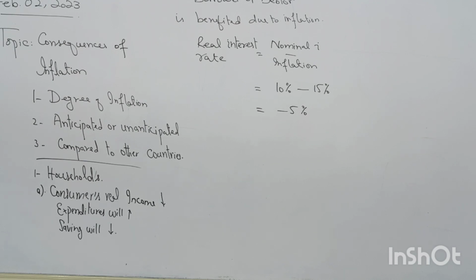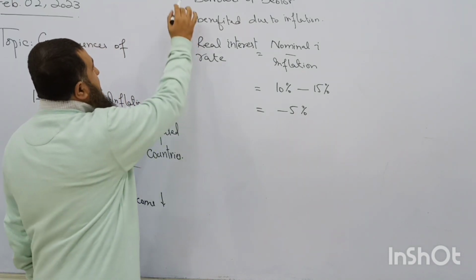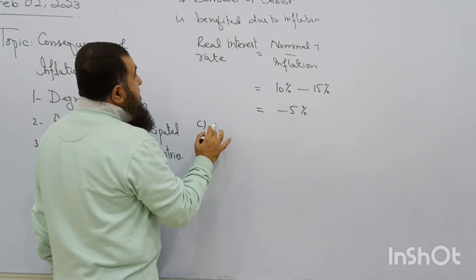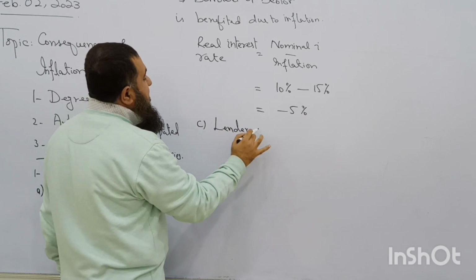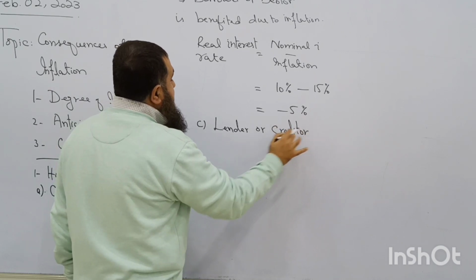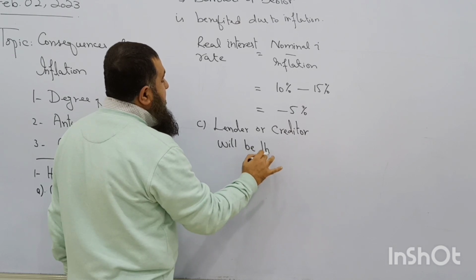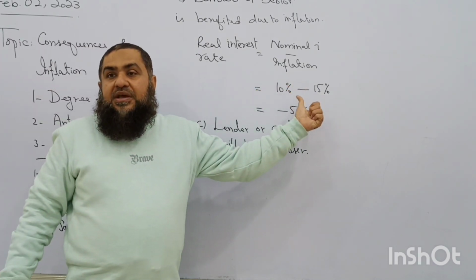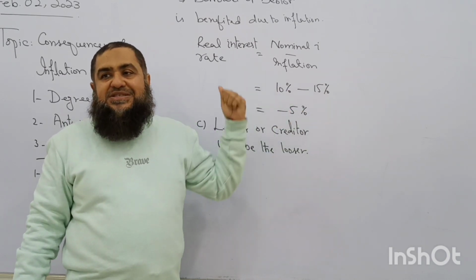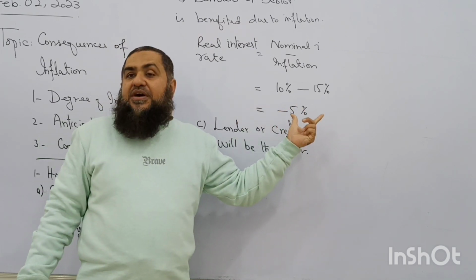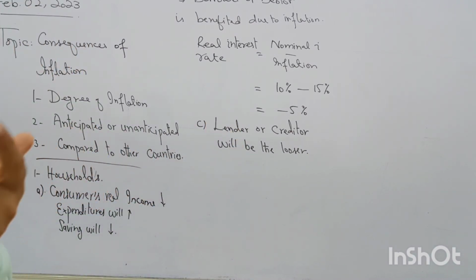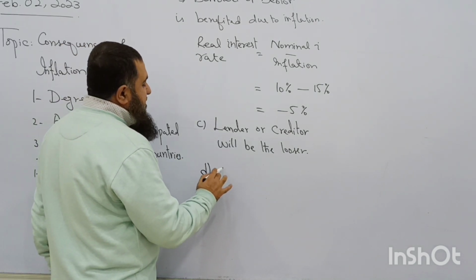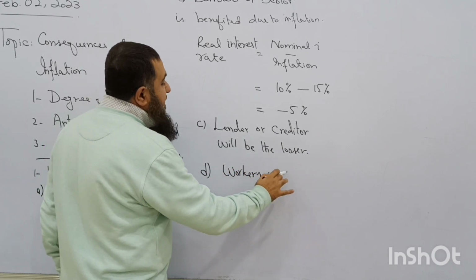Now another person who is also part of the household is the lender or creditor, who will be the loser. How is he a loser? He lent money at a 10% rate of interest, but when he receives back the same amount of money, its purchasing power is 5% lower. Even though he is earning interest, the interest earned is lower than the rate of inflation, so he is losing in real terms. Clear? Now, how will inflation affect the workers, or I say employment?